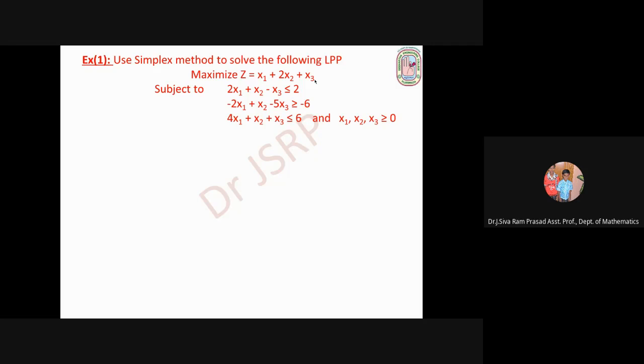Before converting the LPP into standard form, we have to make all the bi's non-negative. Bi's means right hand side values, all these values should be non-negative. So here in the second constraint, the right hand side value is negative. This is negative, so we have to make it positive. First step, convert to standard form.